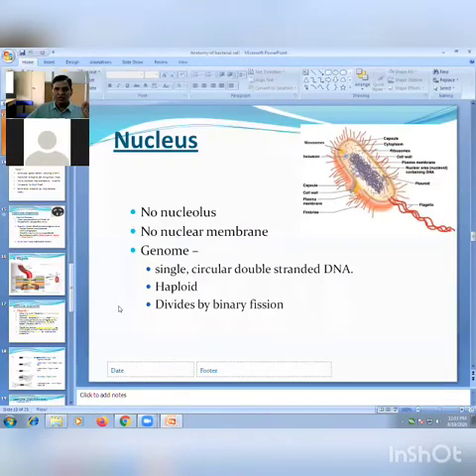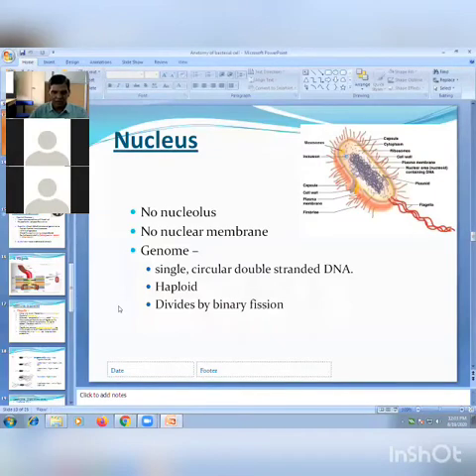The genome consists of a single, circular, double-stranded DNA. All the genetic information is present in this double-stranded DNA. It is haploid and divides by binary fission. No meiosis or mitosis is present in bacteria. During binary fission, the division of this genetic material also occurs. The mesosome divides the genetic material into two daughter cells.